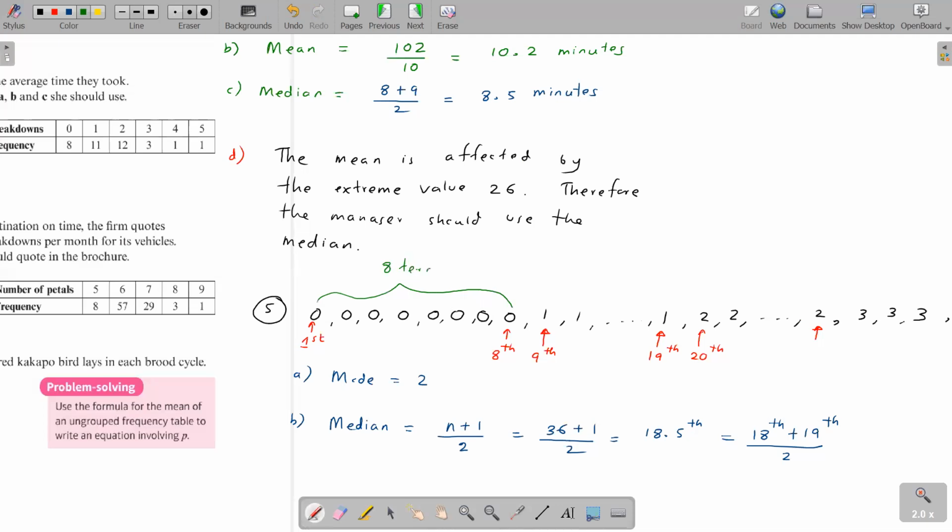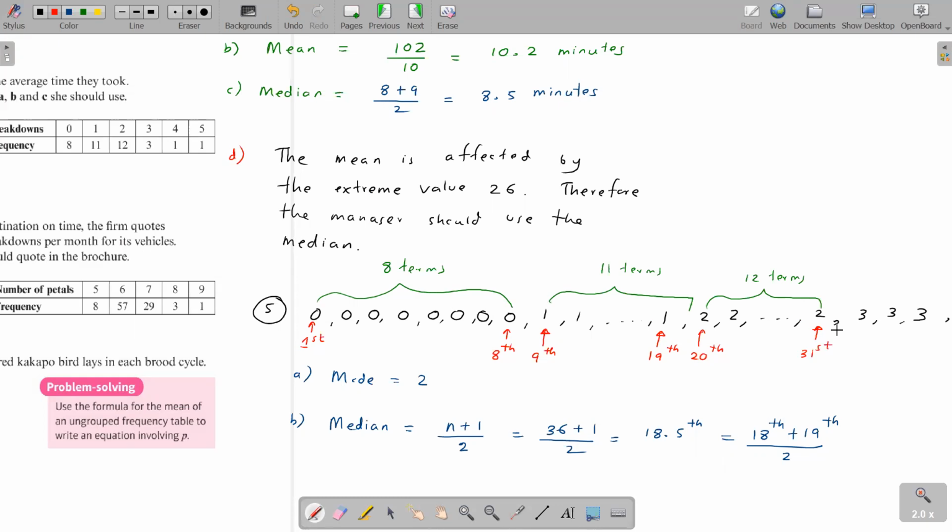There are 8 terms here. Then there are 11 terms here. And there are how many 2's? There are 12 terms here. So if you want to see the term number here, 8 plus 11 plus 12, how much is it? 30. So 31st term. So 2 is the 31st term.